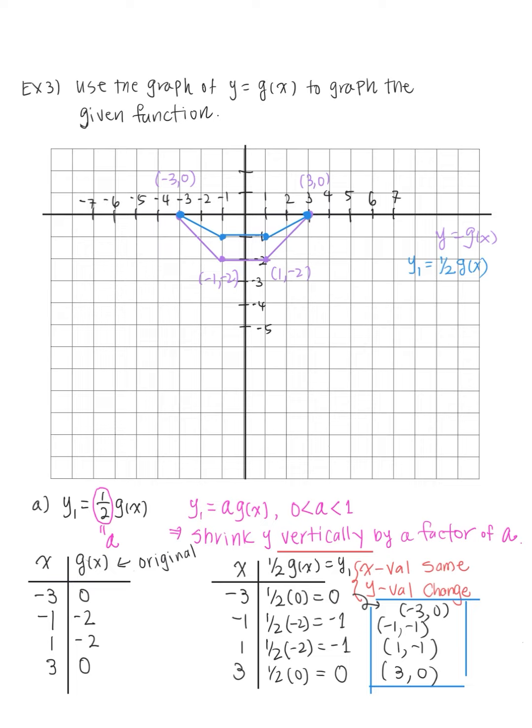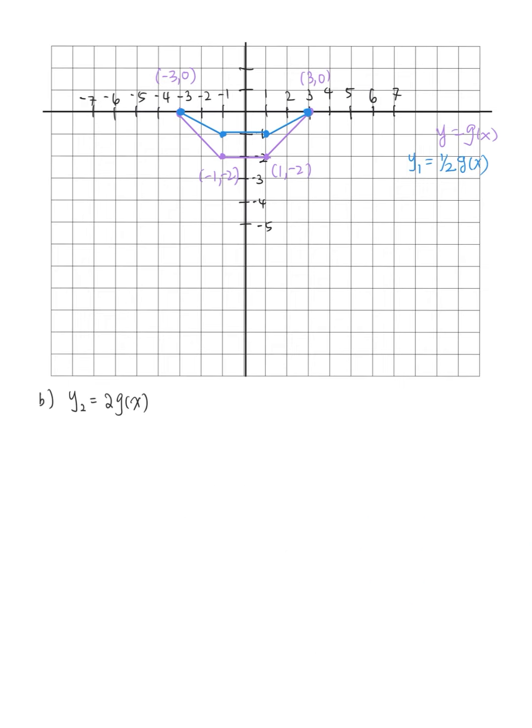So now let's step back and look at the graph. Remember, this was our original graph, and by multiplying that by 1/2, our result was that we have to shrink the given function vertically. So do you see that right here, our blue curve has been squashed down? That denotes the vertical shrinkage. Let's take a look at part B. So part B, what we want is to graph 2 times g of x.